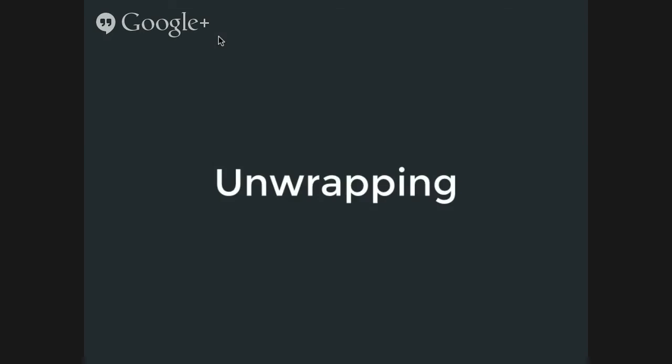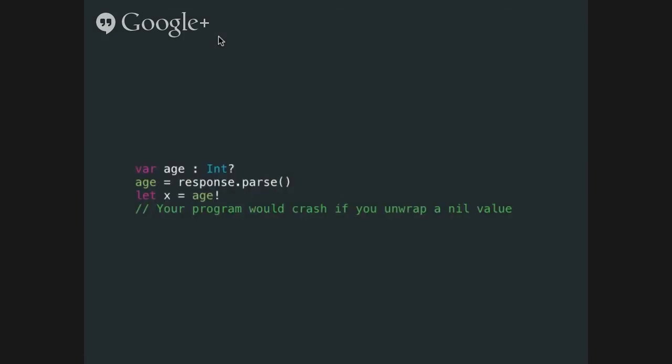So what are you supposed to do to get the actual value from an optional? There is an operator, the exclamation operator. You can see it here: let x equal to age. This is how you unwrap an optional. But interestingly, there is no exception handling, and your program will crash if you try to unwrap a nil value. So what will you do? Should we introduce exceptions here?